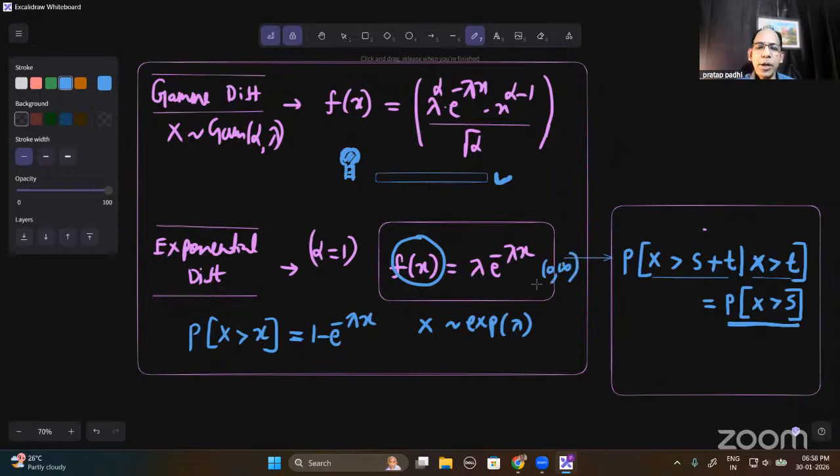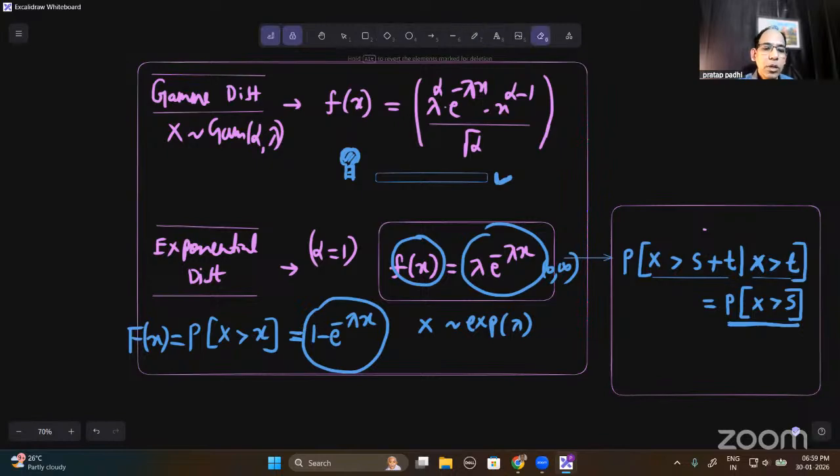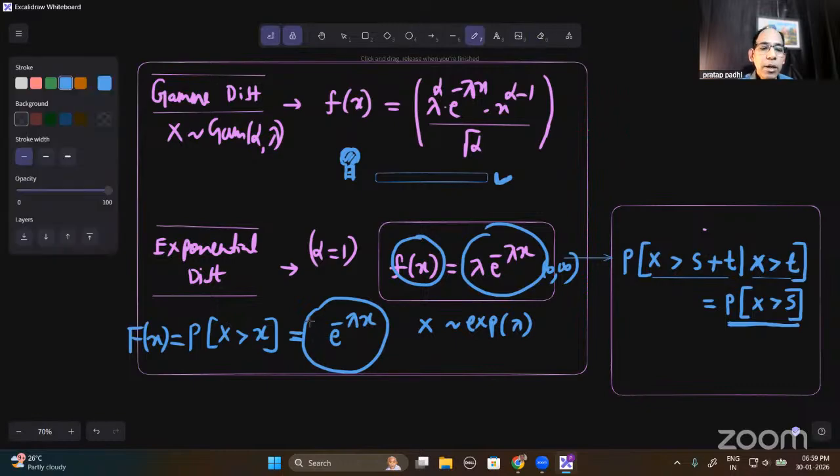This is 0 to infinity. Okay. From this one, you will get this one. This is f of x. Now, if you put here, sorry, this is less than or equal to x. This is my probability x greater than x. So if you put this function here, the left hand side is e power minus lambda (s plus t), this probability, and the right hand side is e power minus lambda t. Mathematically they are the same.